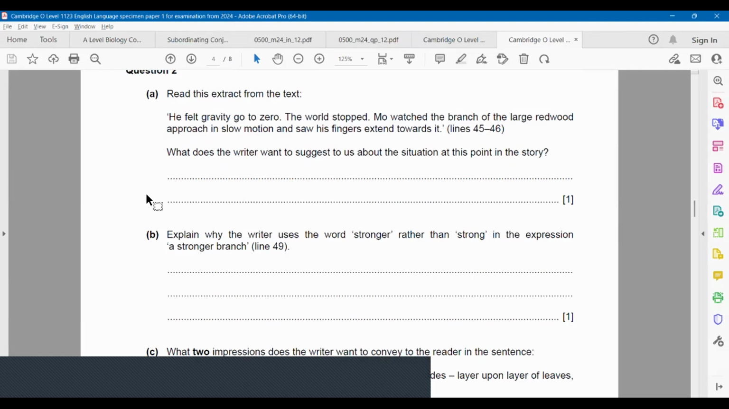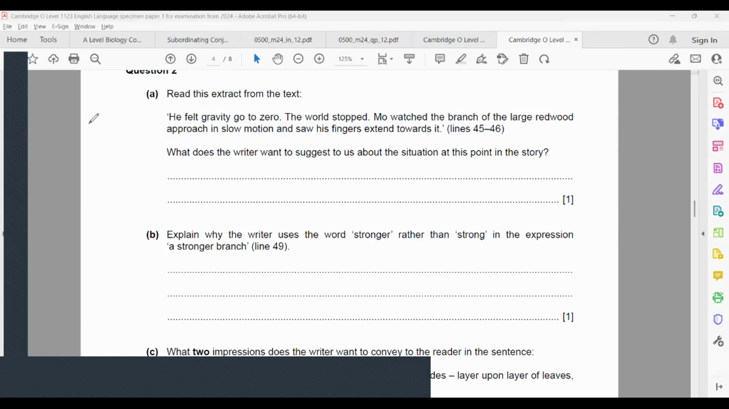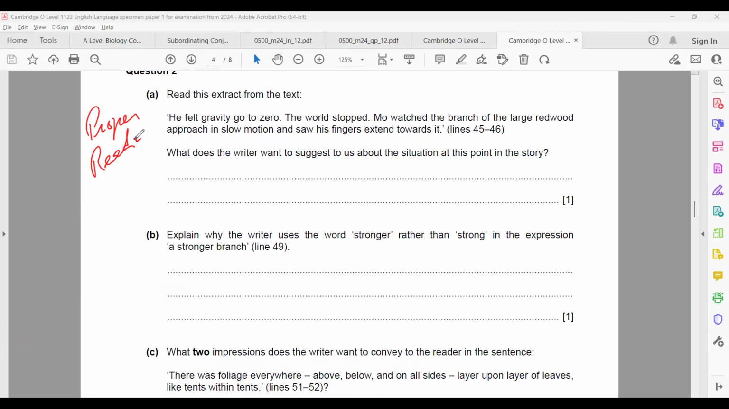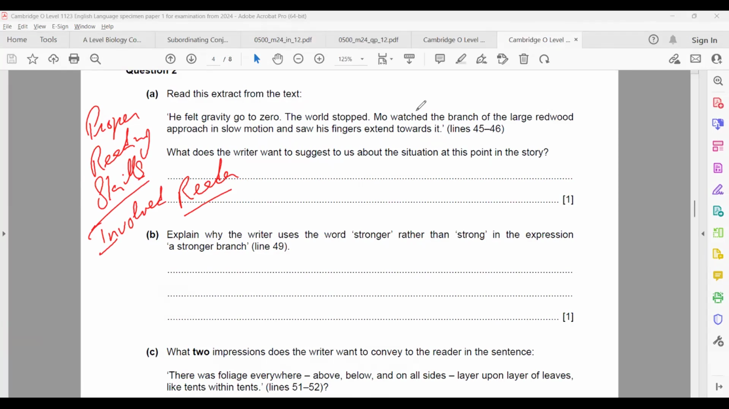So this is where proper reading skills come in, for all of these questions, being an involved reader. People who have a habit of reading and who can become involved in what they're reading put themselves in that situation. They're like, oh, okay, I'm reading.